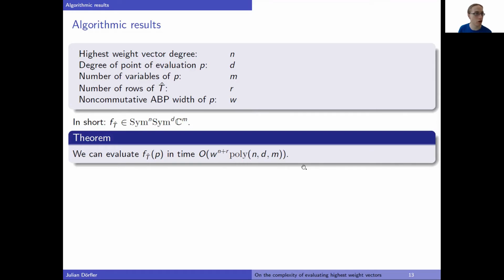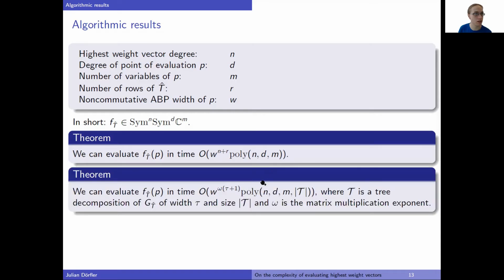The second, a bit more complicated but more important one of the results, is now that the n is only polynomial. So the degree of the highest weight vector isn't necessarily the important part for how difficult an evaluation is. The important part, rather instead, is the width of a tree decomposition of this associated graph. So we can instead evaluate in O of W to the omega, which is the matrix multiplication exponent, times the tree width plus 1, and polynomial in the rest.